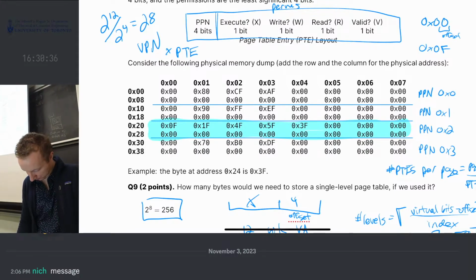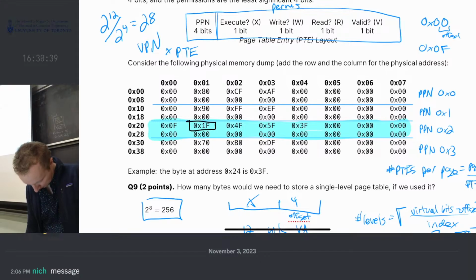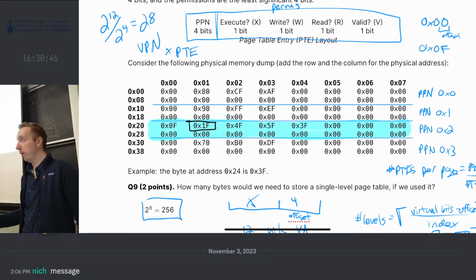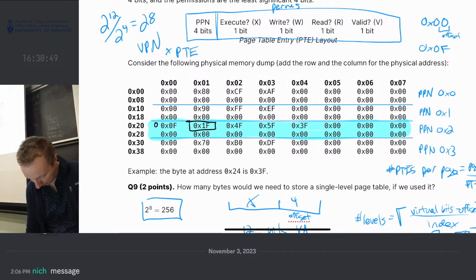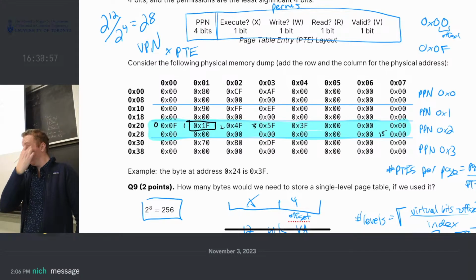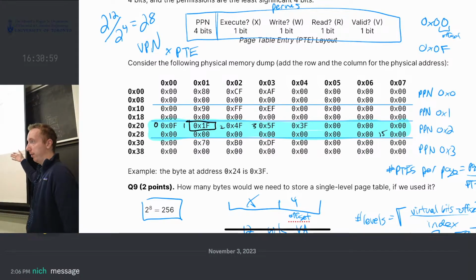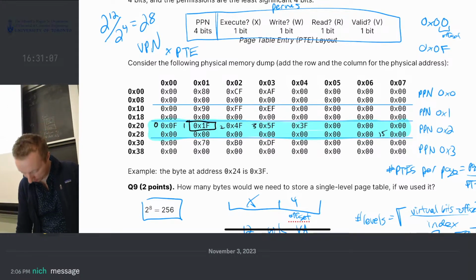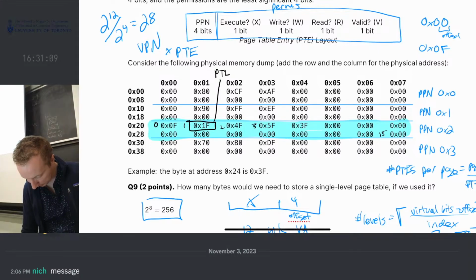1F. So that's where index 0 is. Everything is a byte, so there should be 16 entries in this page table. This would be entry 0, 1, 2, 3, all the way up to 15 here. So if we're translating that address, the L1 index is 1, so we would look at the byte at 1F. And this, we know, is our PTE.